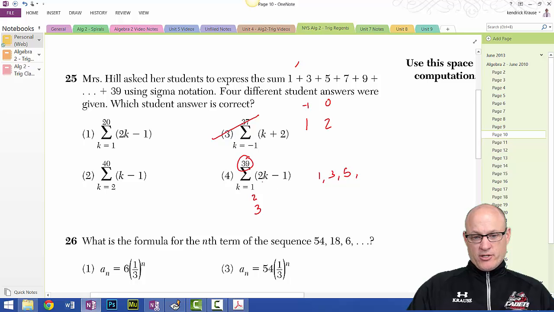Let's try 39. 2 times 39 is 78. 78 minus 1 is 77. Last number 77? No, it's 39. Way, way, way too much.